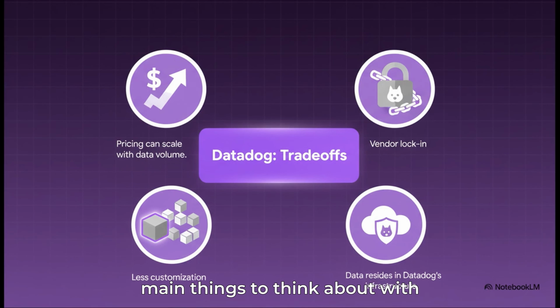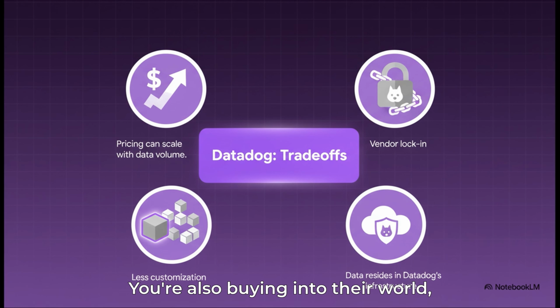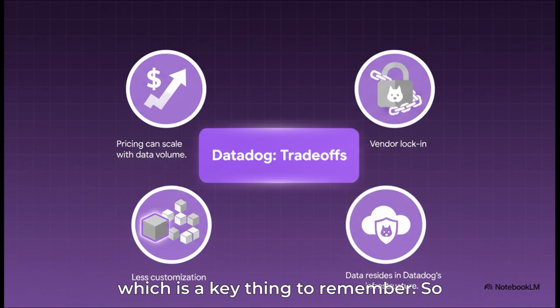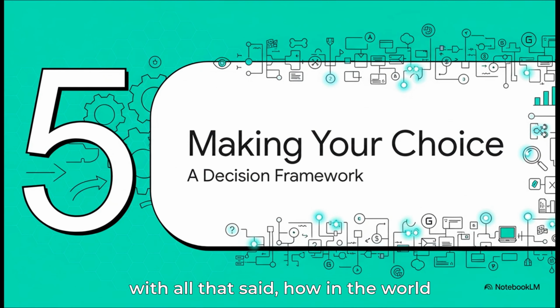The main things to think about with Datadog are cost and control. It's a premium product, and that pricing can really climb as your data volumes grow. You're also buying into their world, their ecosystem, which can feel a bit like vendor lock-in. Plus, you have a lot less control and customization compared to hosting it yourself, which is a key thing to remember. So, with all that said, how in the world do you actually make a choice?